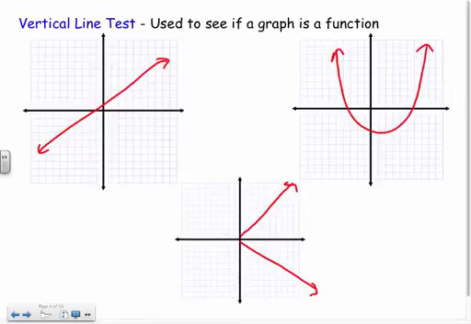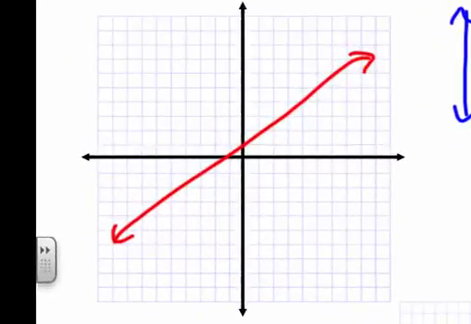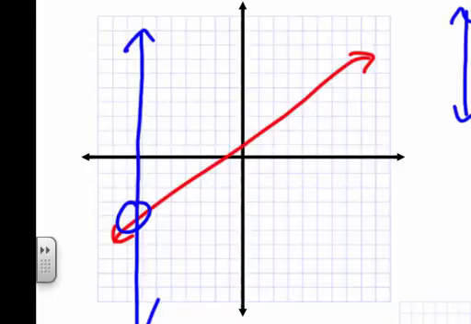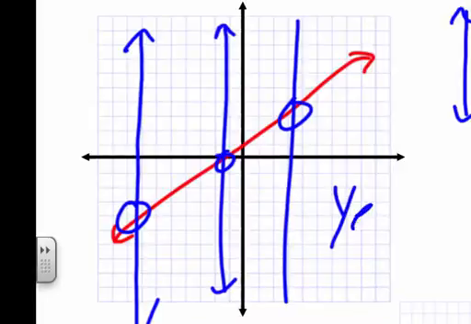My vertical line test, we use it to see if a graph is a function. If each input or each x value can only have one output, one y value, to make it a function, we can use a vertical line. My vertical line can only cross the graph once. Each vertical line that I draw can only cross my graph once for it to be a function. So if I look at this first one, if I draw a vertical line anywhere I want, it crosses my graph one time. Let's draw a line here, crosses my graph once. Line here, crosses my graph once. This would be a function, because each input, each x value, as I move along my x values, has exactly one output, one y value.